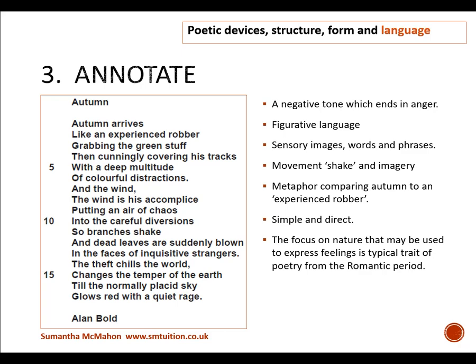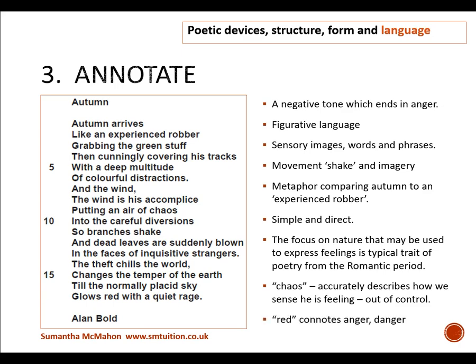As we analyse the language, we can pick out some interesting words. For instance, chaos accurately describes how we sense that the speaker is feeling. We sense that he's feeling out of control. And the poet also chooses to describe the sky as glowing red, which connotes anger, and this is enhanced with the final word rage. Red also reminds us of danger.